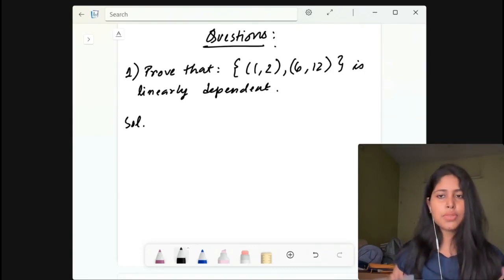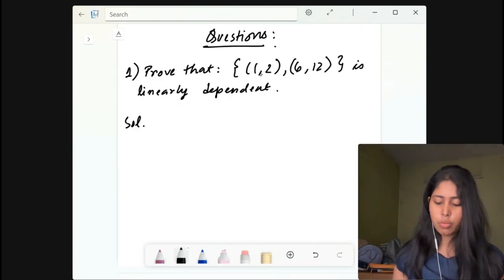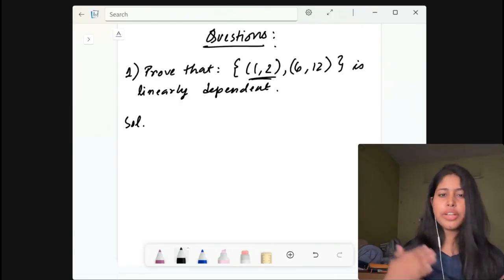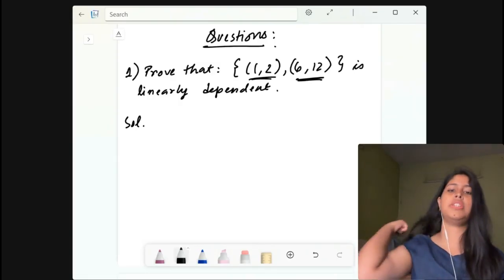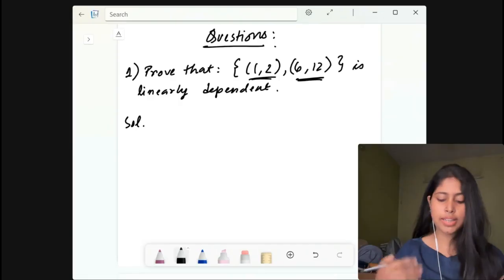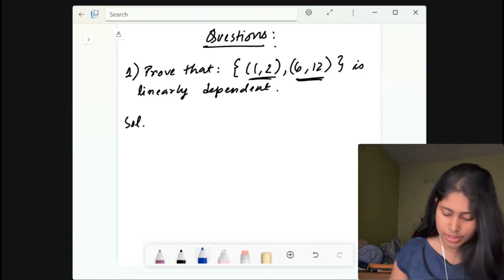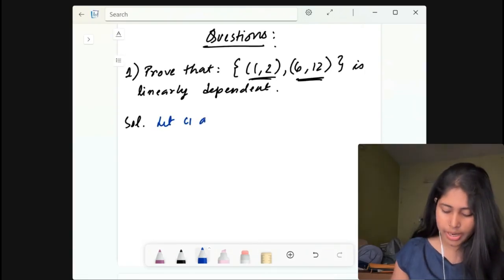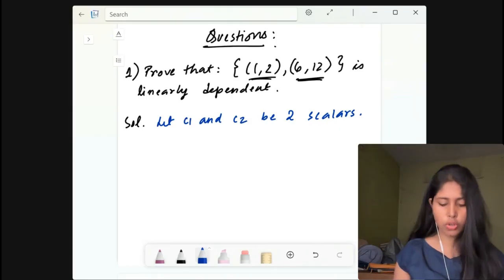Then for linear dependence, we will write down the condition that C1 into the vector alpha 1, which is (1, 2), and C2 into alpha 2, which is (6, 12), is equal to the zero vector. Zero vector is (0, 0). Then we will get two equations, and then I will tell you what to do. First let us do that. Let C1 and C2 be two scalars. First we will define what C1 and C2 are.